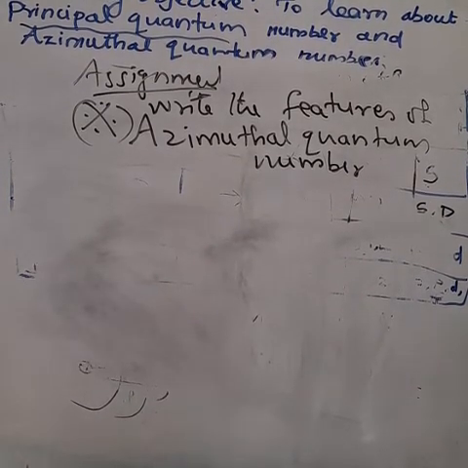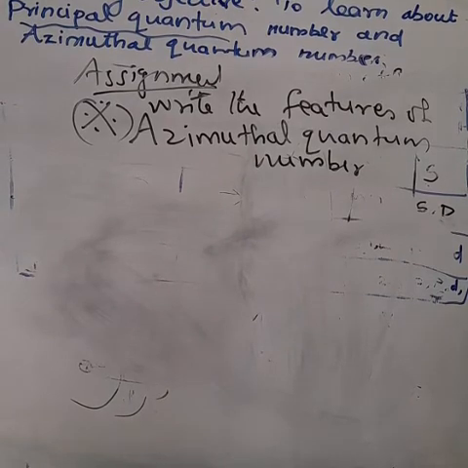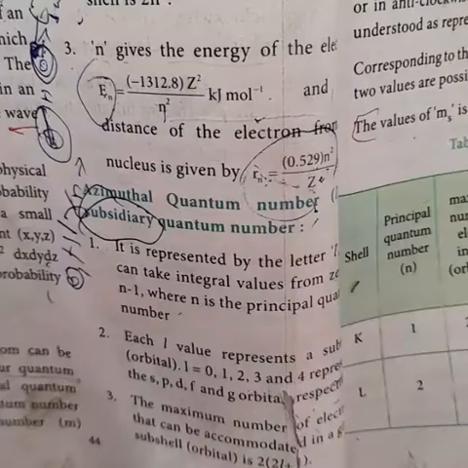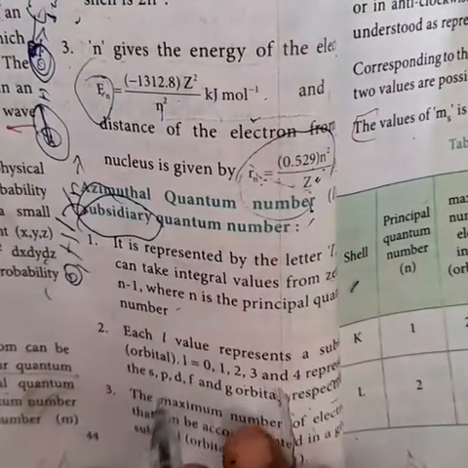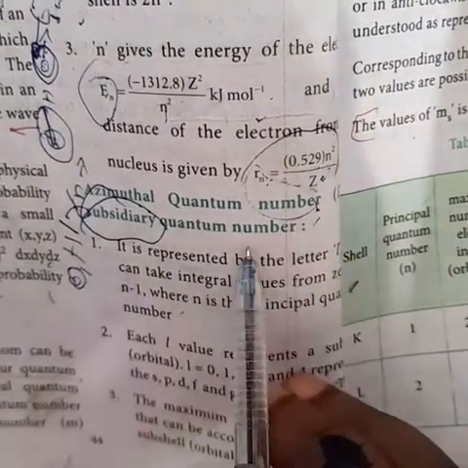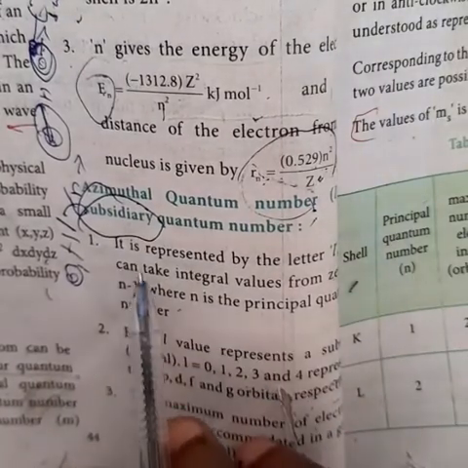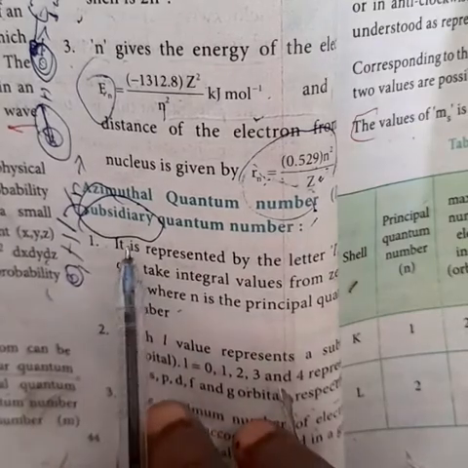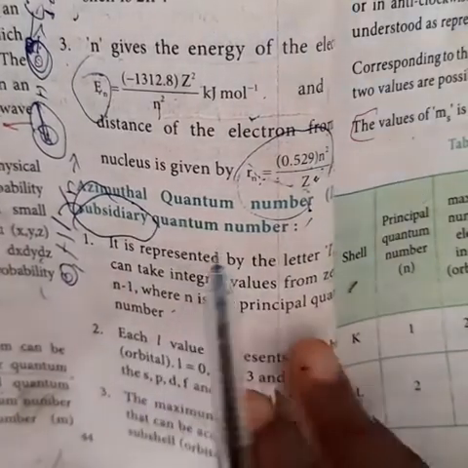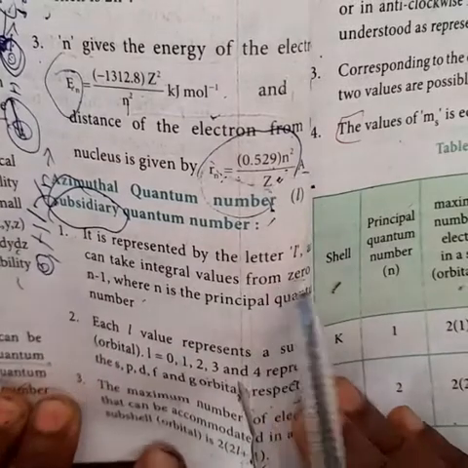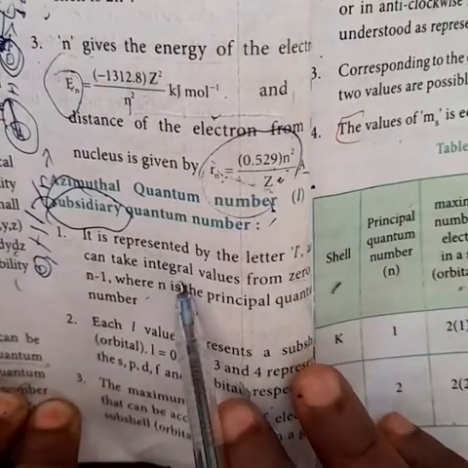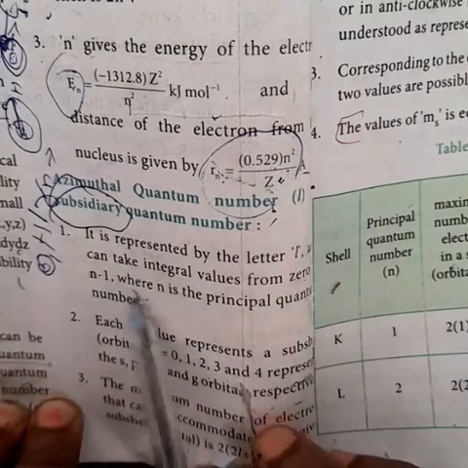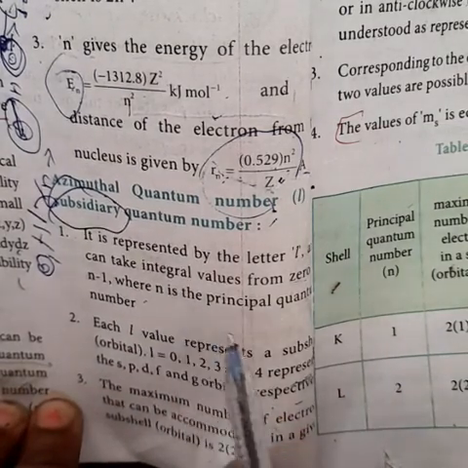If you have the book, take page number 44. Students, take page number 44. Azimuthal quantum number, small l, otherwise known as subsidiary quantum number. The first point: it is represented by the letter l and can take the integral values from 0 to n minus 1, where n is the principal quantum number.